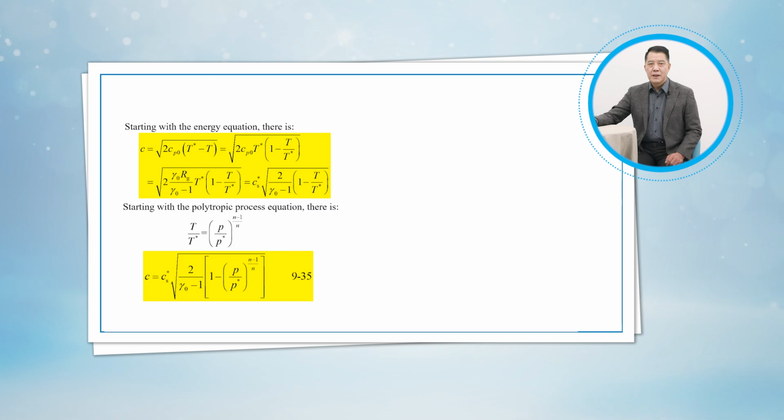Starting with the energy equation, we have velocity for ideal gas with constant specific heat and can be further expressed as. Starting with the polytropic process equation, we have equation 935, another form for velocity. Please compare this equation with equation 922. Can you find the differences between them?